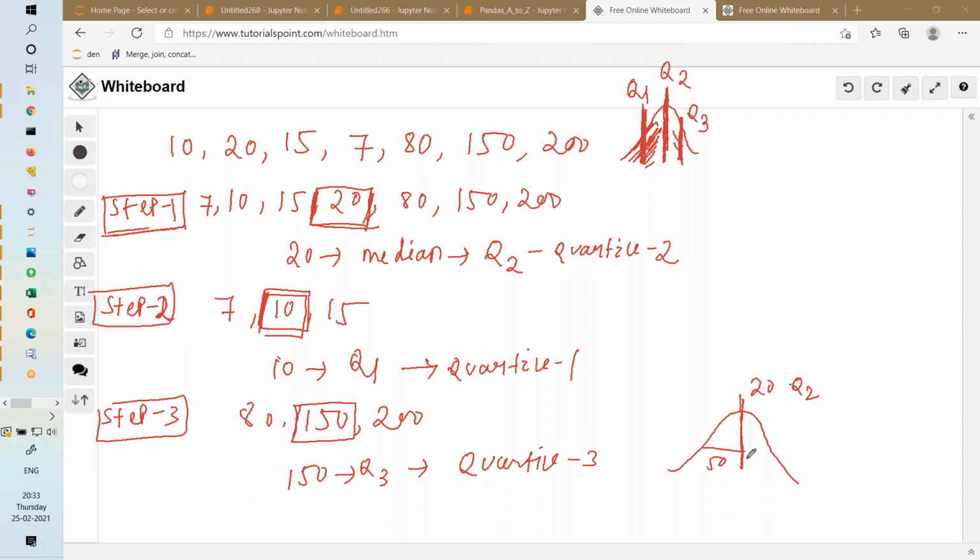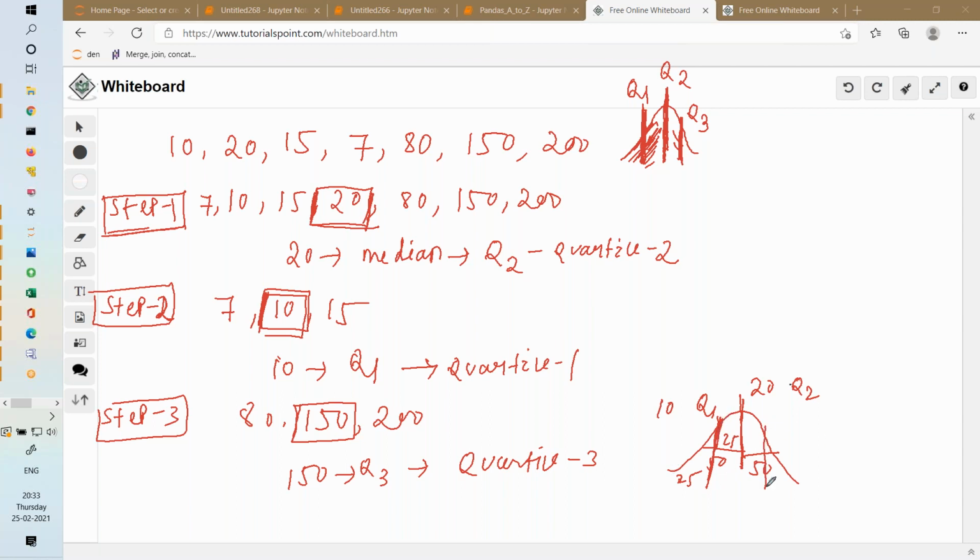25%. This is 50, this is 50. Right? Correct. So here it is Q1. Q1, which is 10 here, will divide the data into 25 and 75, correct? This is 25, this is 25 total. At this point it is 25 and 75.